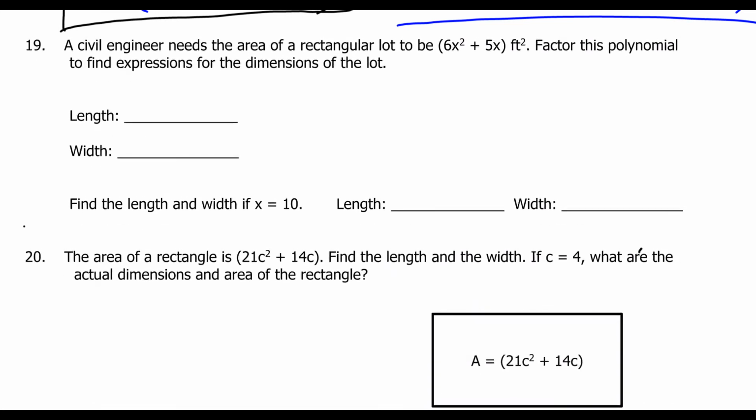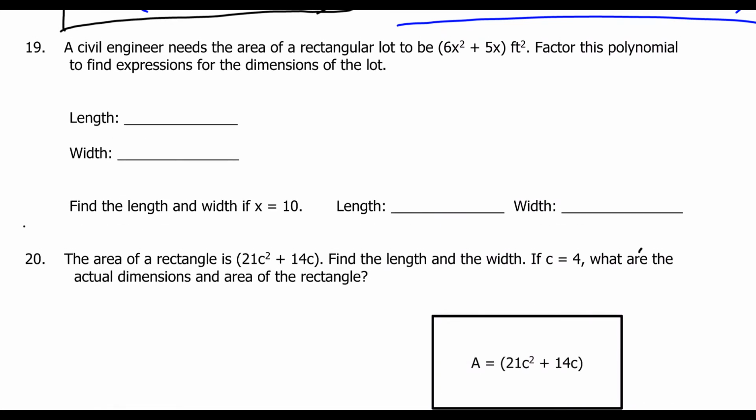So, number 19. A civil engineer needs the area of a rectangular lot to be 6x squared plus 5x feet squared. Factor this polynomial to find expressions for the dimensions of the lot. So, let's see, what can we do? All right, let's go ahead and write it down. We got 6x squared plus 5x.